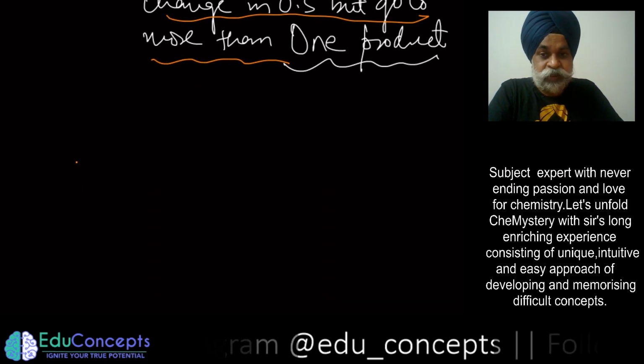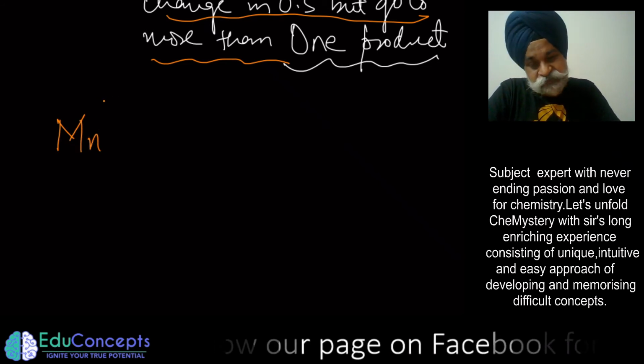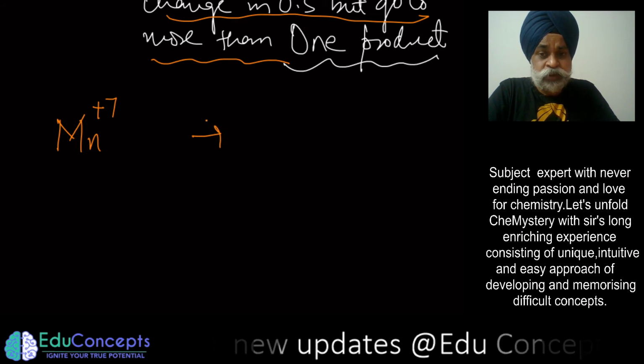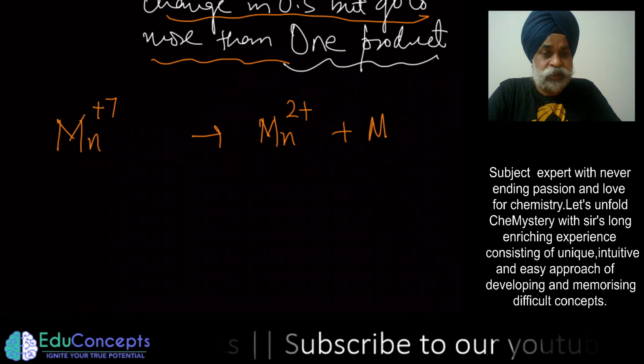So what does it mean? Now see, for example, if I say you have manganese, say +7, and this goes to Mn2 positive as well as Mn4 positive.